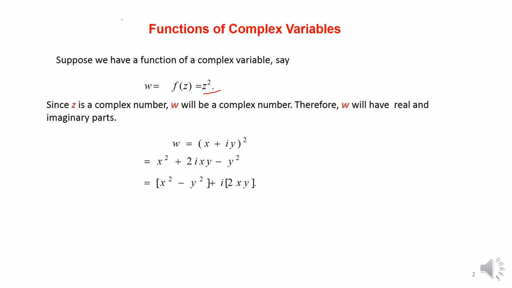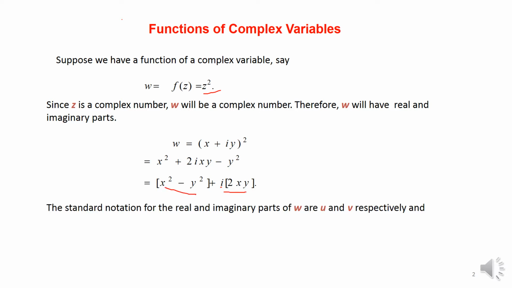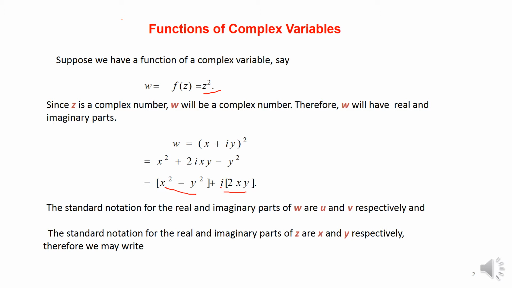We collect the real terms. Real terms are x square minus y square and the imaginary term is i into 2xy. So this is the imaginary term and this is the real term. So we write down that real term as u and the imaginary term as v. These are the standard notations as we have in z, which is x plus iy, and for w this is u plus iv.